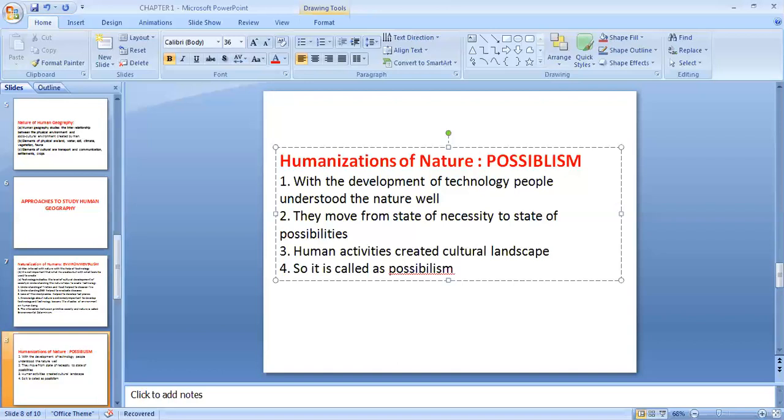Although the concept of possibilism became very popular after World War One. Louis Febvre used the term possibilism before World War One, but at that time it was not so popular. But after World War One, another French geographer, Vidal de la Blache, started and popularized these approaches to study human evolution.